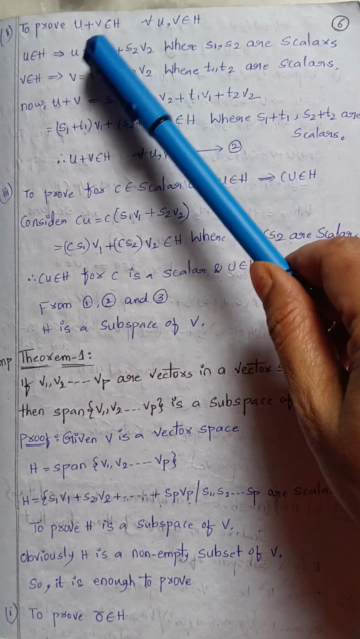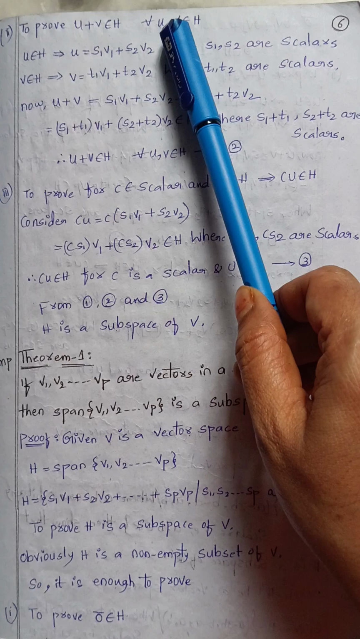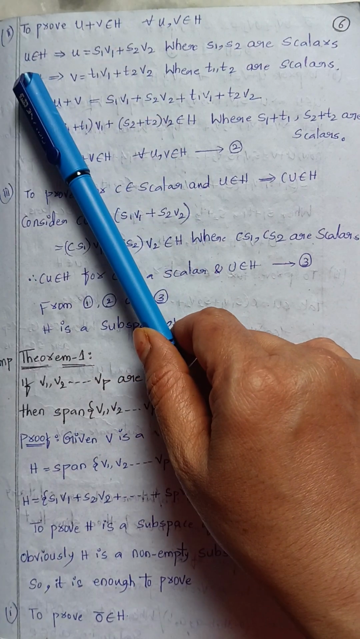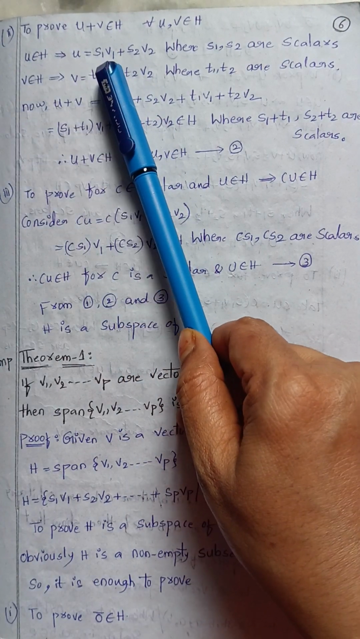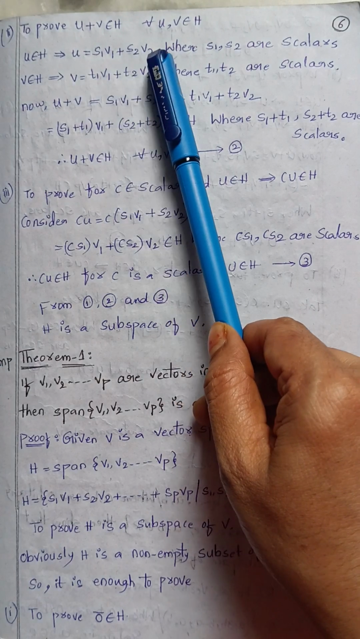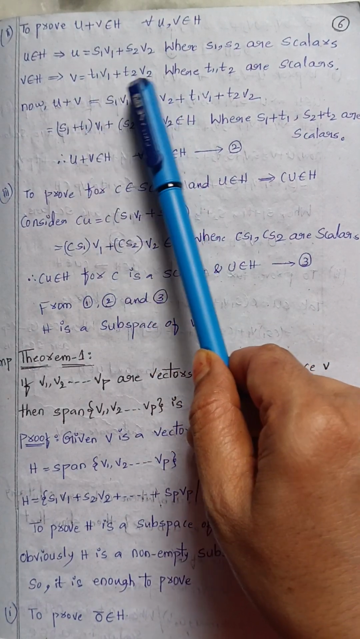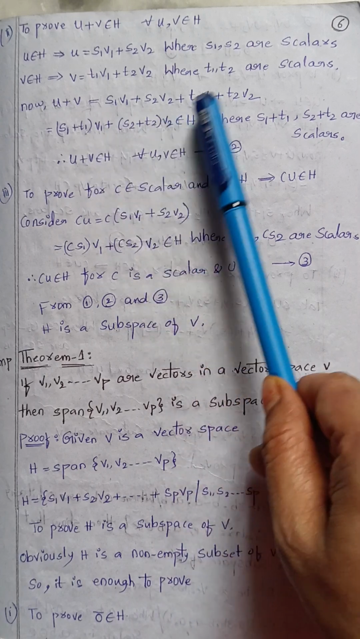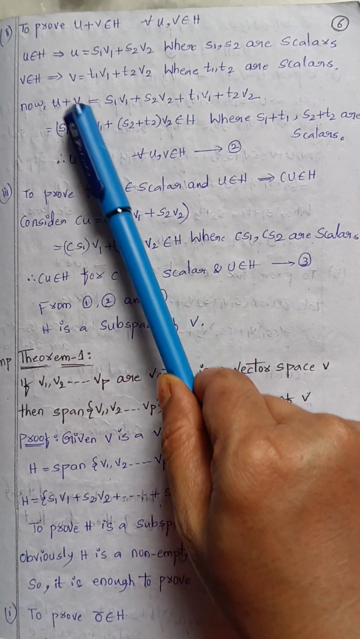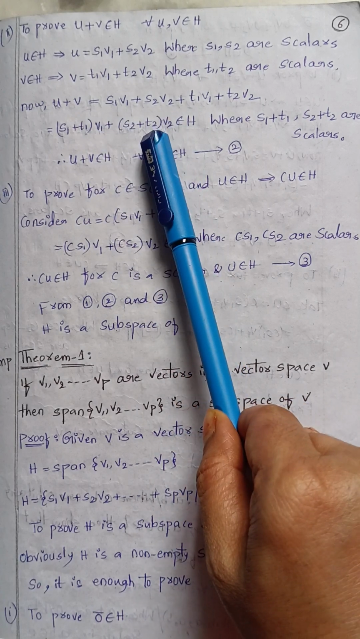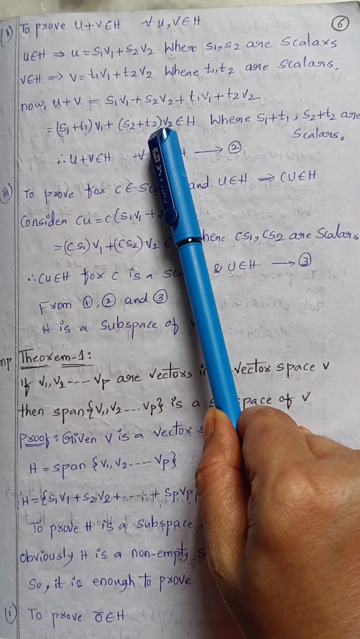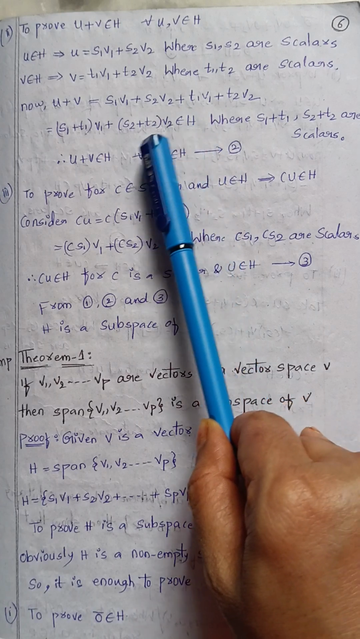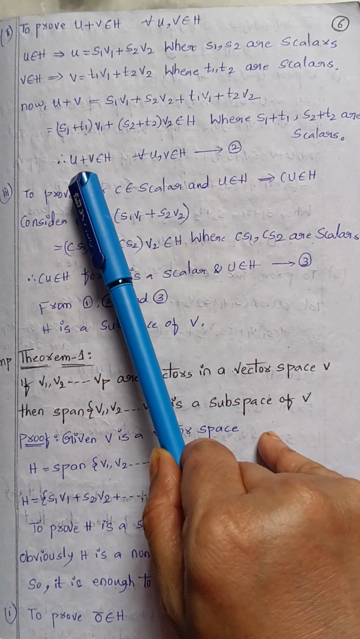Now take the second condition, the vector addition condition. Take any two vectors u and v from the linear span, then we need to prove u plus v belongs to H. Take u belonging to the linear span, so u can be expressed as S1 V1 plus S2 V2. Similarly, v is also a linear combination of V1 and V2. Then for u plus v, we take V1 common and V2 common. So again it is of the form scalar into vector plus scalar into vector, which is nothing but a linear combination of vectors V1 and V2. So obviously it belongs to the span, that is, it belongs to H. So for all u, v belonging to H, u plus v belongs to H.